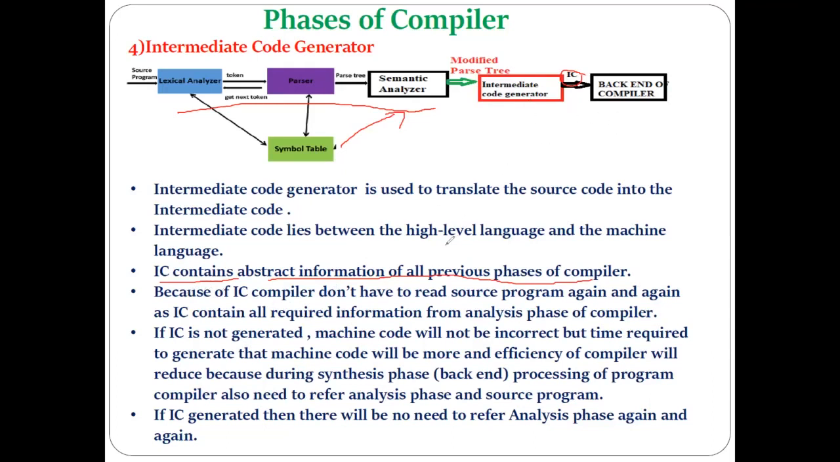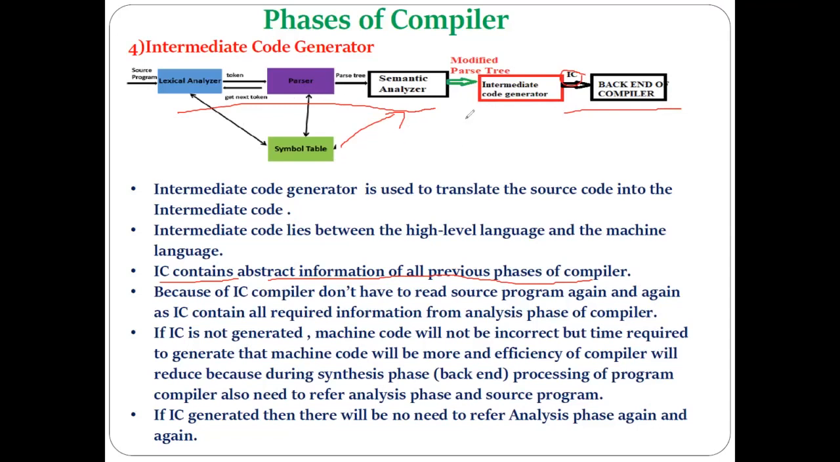When generating the machine code, in the first three phases the compiler has done multiple processing on the source program, like lexical analysis, syntax analysis, and semantic analysis. Now, during the backend processing of the compiler, where code optimization and code generation are performed, that is our fifth and sixth phase. During the final code generation, the compiler again has to refer to the front end, meaning it has to refer to what processing has been done in the previous three phases of the compiler.